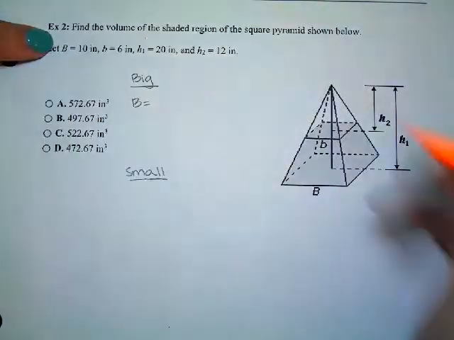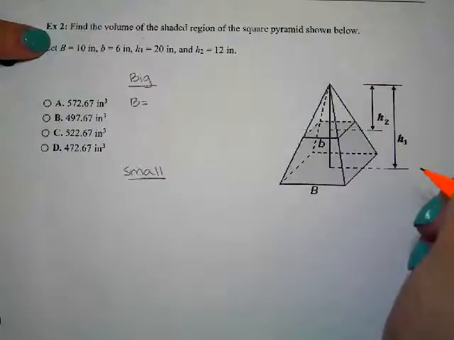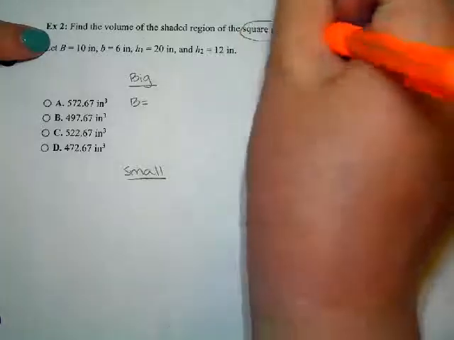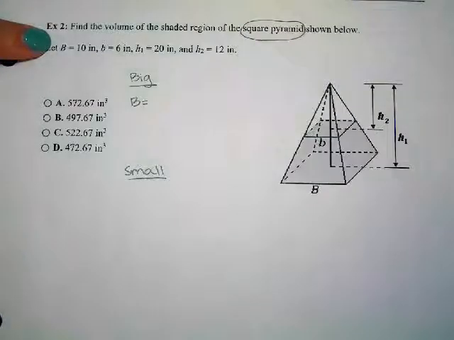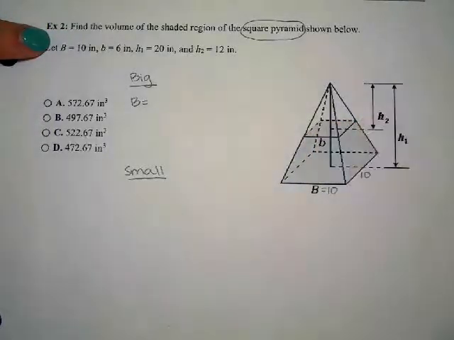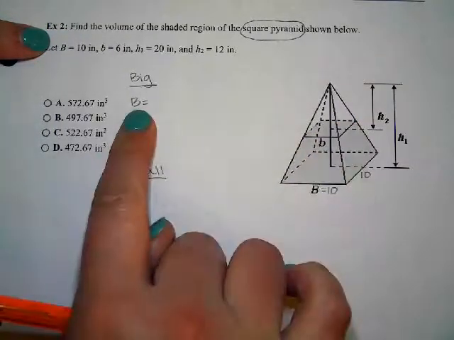So the base of the big pyramid, let's look, it says capital B is 10, and it says square pyramid. What does square pyramid mean? The bases are squares. So capital B is 10, so that means that's 10 and 10. What's the base of the big pyramid? 100. 10 by 10 is 100.